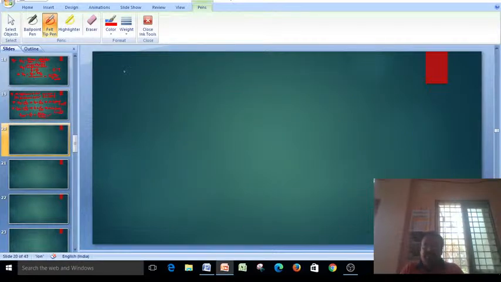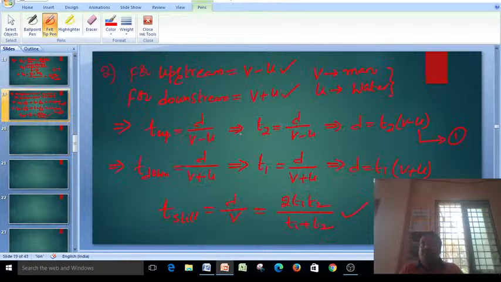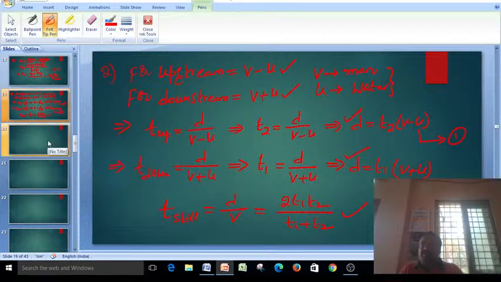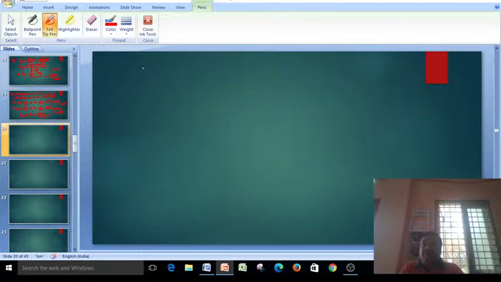Based on the first equation and second equation, both equations are representing the distance, right? The same distance is covered upstream and downstream. Let us try to equate the two equations, 1 and 2. What will we get? We will get V minus U into T2 is equal to V plus U into T1.